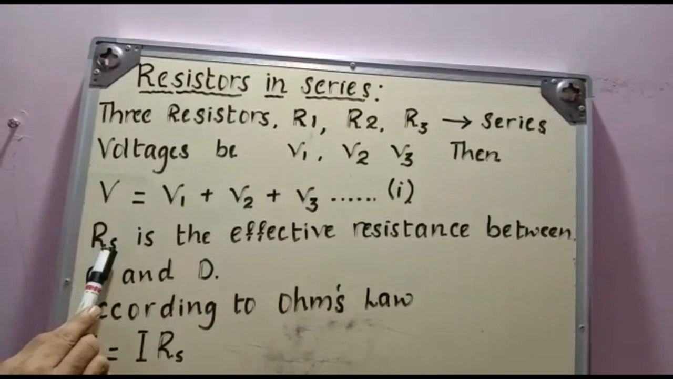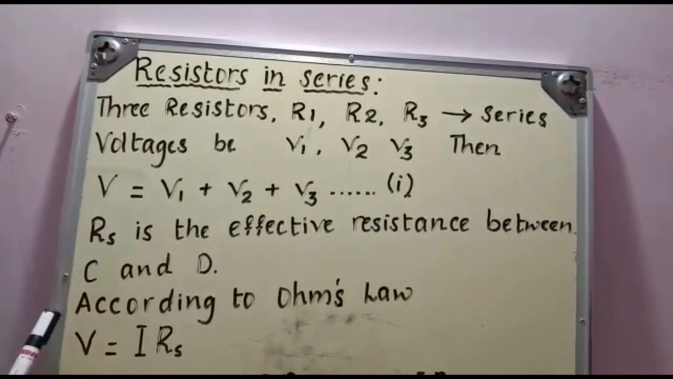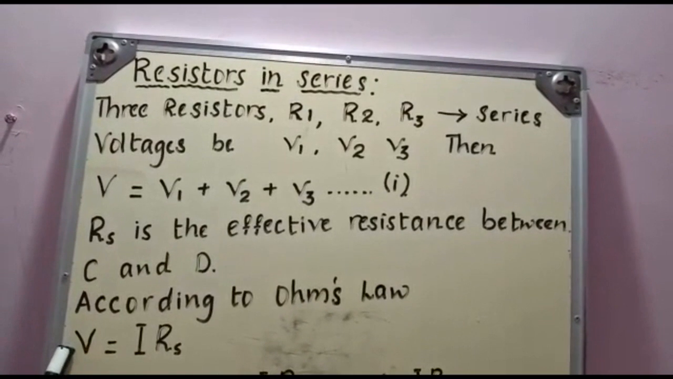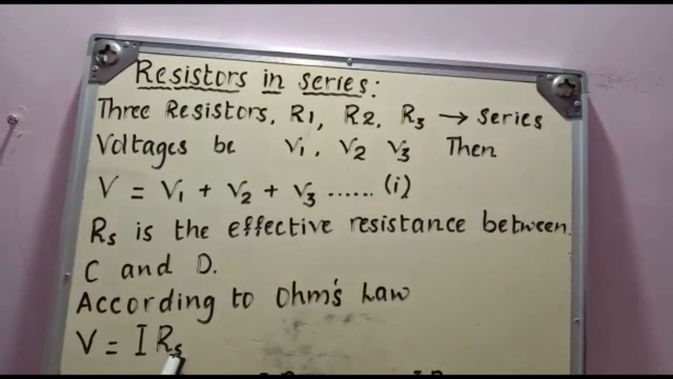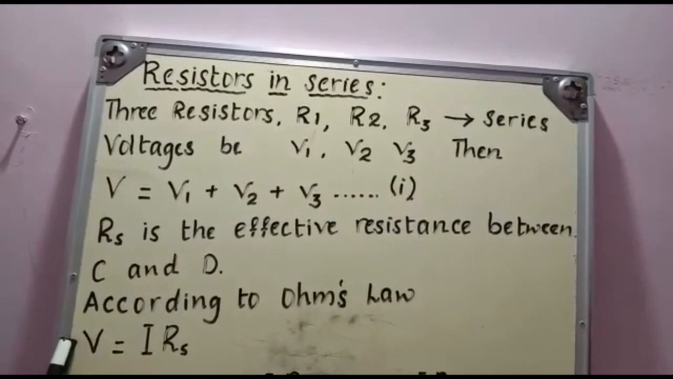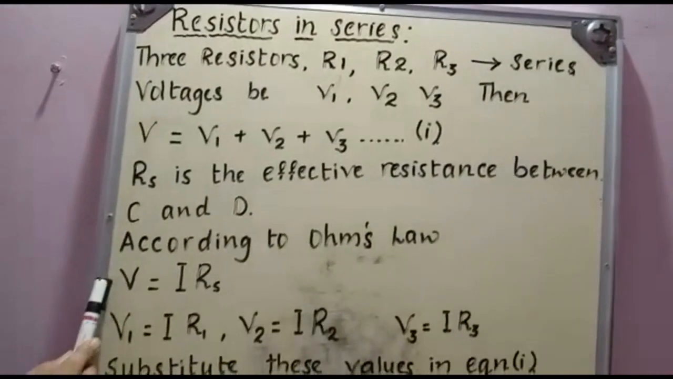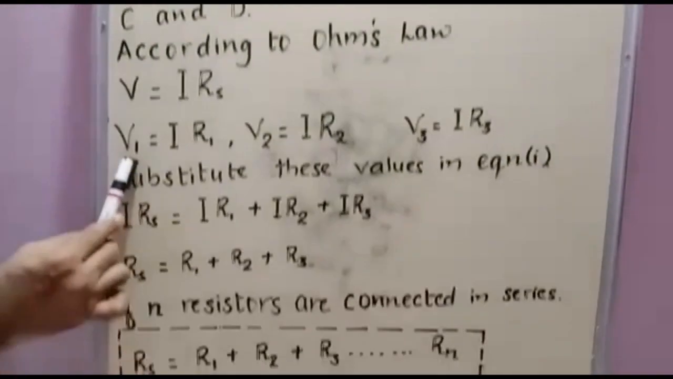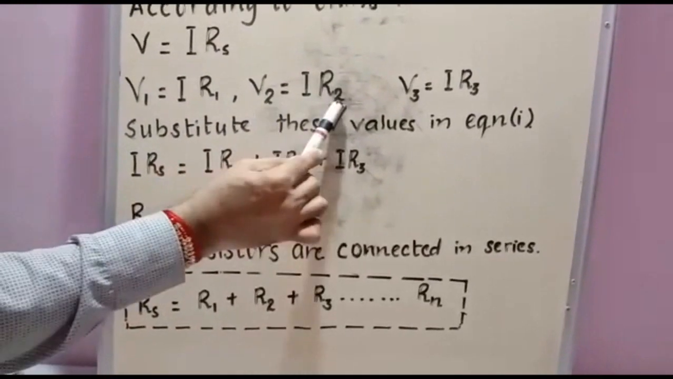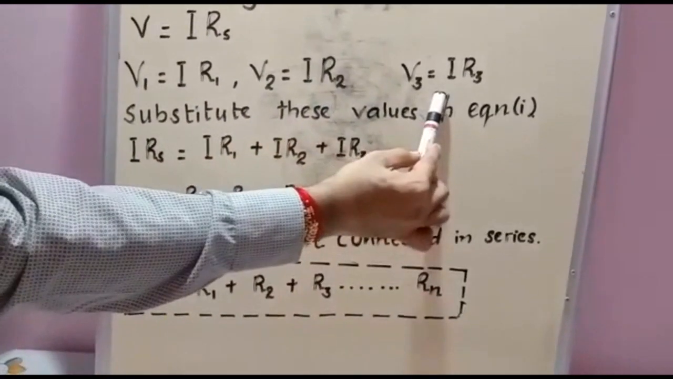So here S stands for series. Now according to Ohm's law, what we have studied in Ohm's law, V equals IR. So here we have written it as RS, because the resistors are connected in series, that is why V equals I RS. So V1 will be equal to IR1, V2 will be equal to IR2. Similarly, V3 will be equal to IR3.